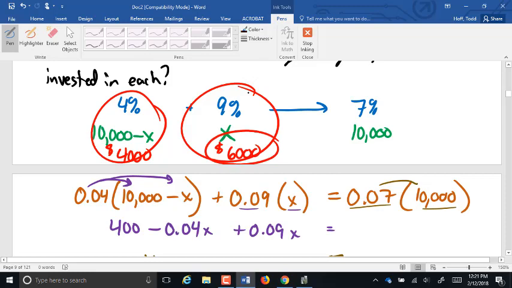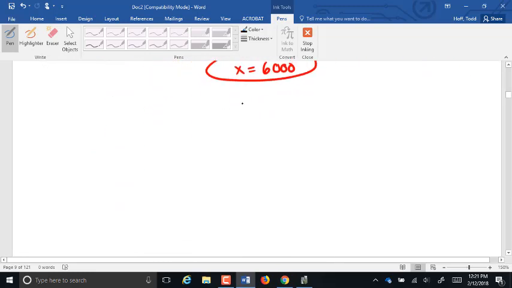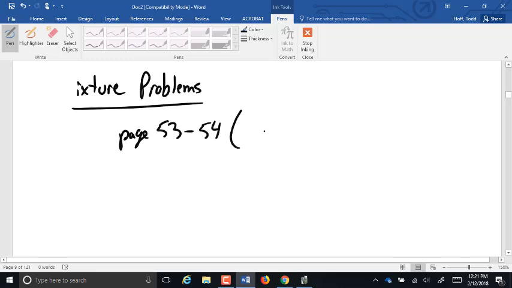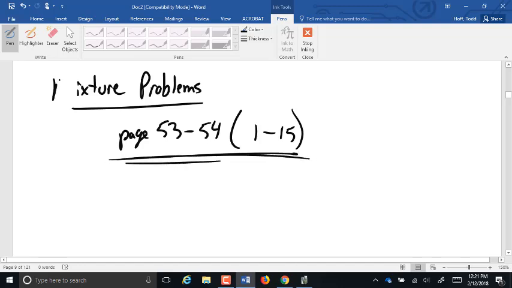Okay, we are out of time for the day. We've got about 40 seconds here before we lose the network. So the mixture problems, these are ones to, pardon me? So on page 53 through 54 is 1 through 15. These are the problems that students will struggle with the most on this next test, on the Unit 2 test. So make sure you've done a few of these.